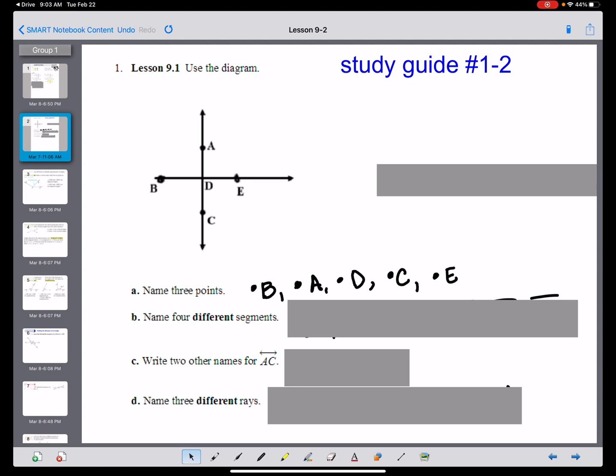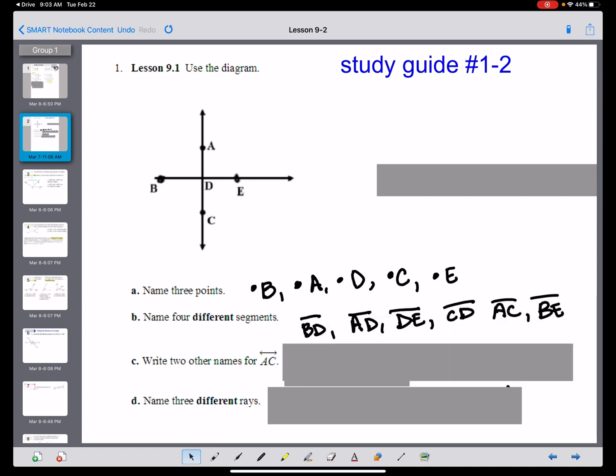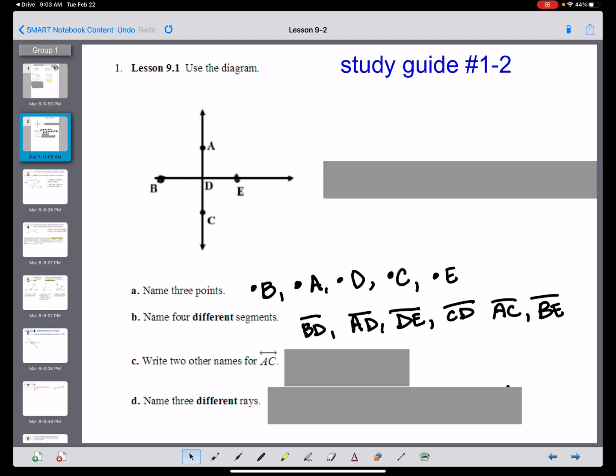A segment is named by 2 endpoints. Now, I'm going to show you all of the possible answers, and you could write them in either order. So the order in this case doesn't matter. So you could have line segment BD or DB, AD or DA, line segment DE or ED, CD or DC, AC or CA, BE or EB.